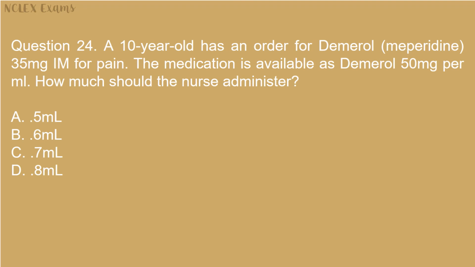Question 24. A 10-year-old has an order for Demerol meperidine 35 mg for pain. The medication is available as Demerol 15 mg per ml. How much should the nurse administer? A. 0.5 milliliters, B. 0.6 milliliters, C. 0.7 milliliters, D. 8 milliliters.